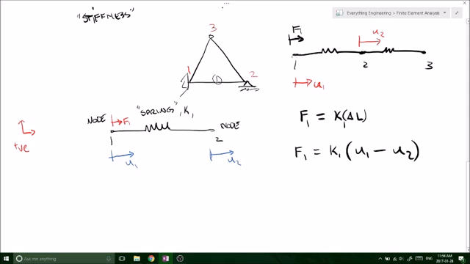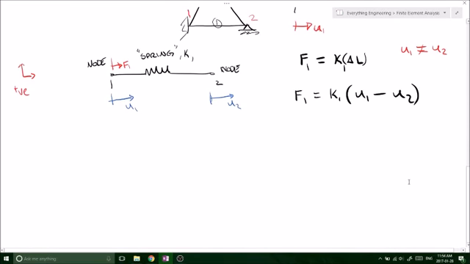So the total distance that node 1 would move will be U1 minus U2, because they're not going to be equal, because K1 doesn't necessarily have to equal K2. Therefore U1 does not equal U2. So the difference in U1 to U2 would be the total delta L that this applied force has caused our first element to move, and it will be in direct linear proportion to our spring constant K. So there we go. There's our first equation.